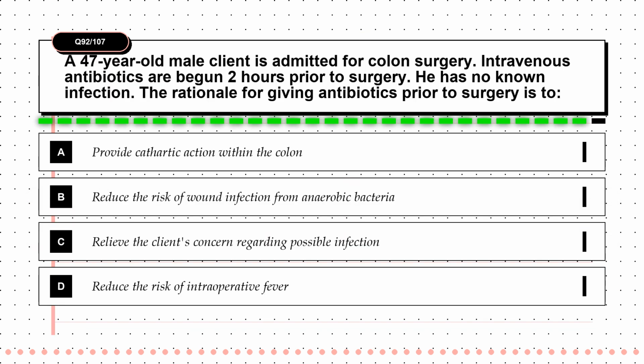Question 92. A 47-year-old male client is admitted for colon surgery. Intravenous antibiotics are begun 2 hours prior to surgery. He has no known infection. The rationale for giving antibiotics prior to surgery is to. Here are the options.